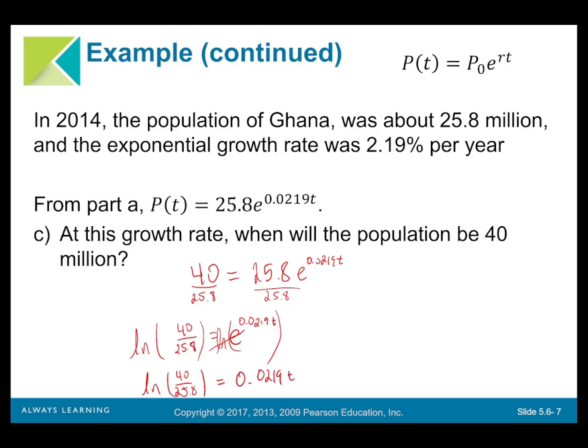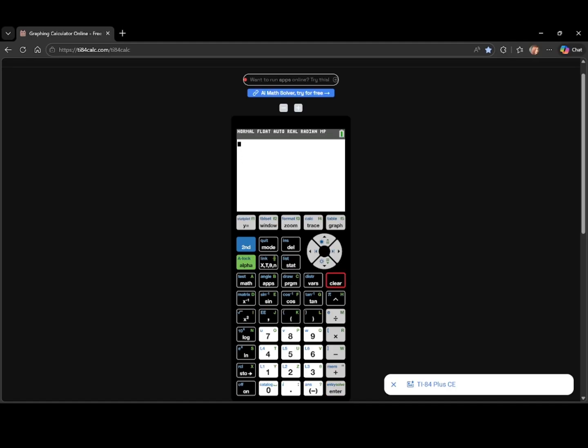0.0219t. Well, now we're just one step away. All we got to do is divide that 0.0219 to the left-hand side. So we get that t equals ln 40 over 25.8 divided by 0.0219. Now that's something we can plug in our calculator, so let's head on over there. And we have natural log 40 divided by 25.8. Close your parentheses and now divide by the 0.0219. We get 20.023.